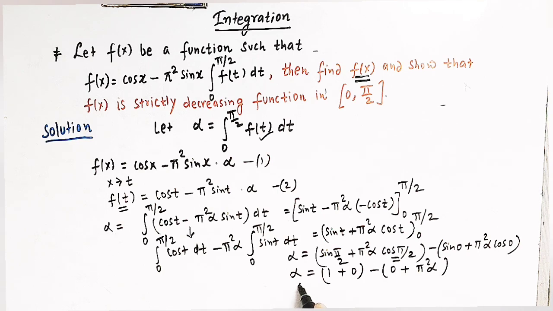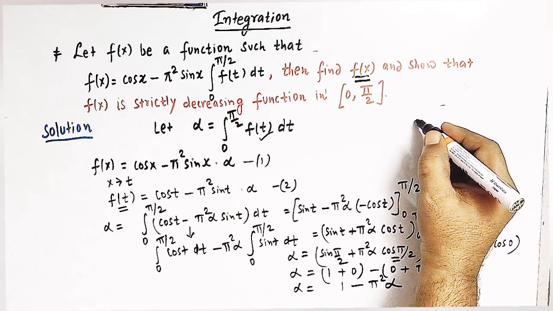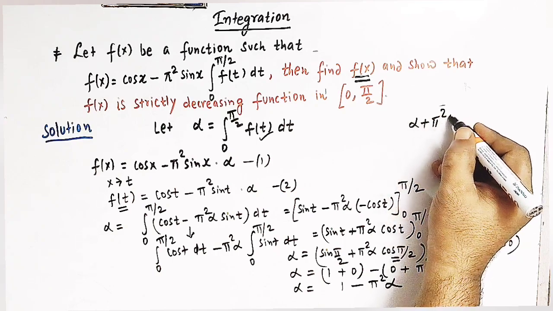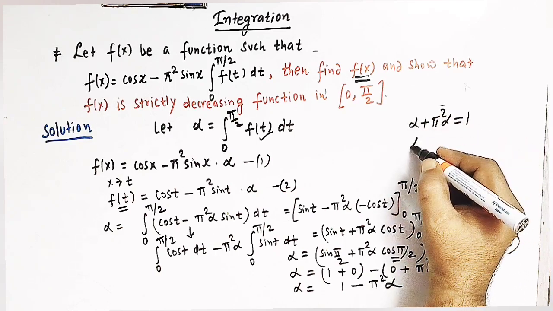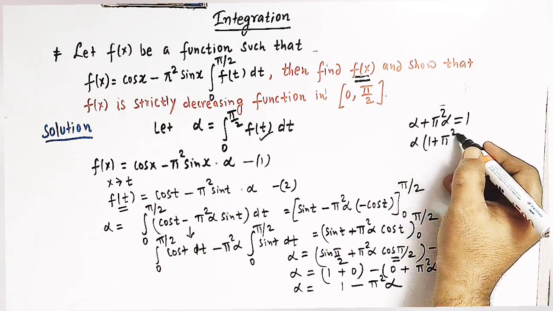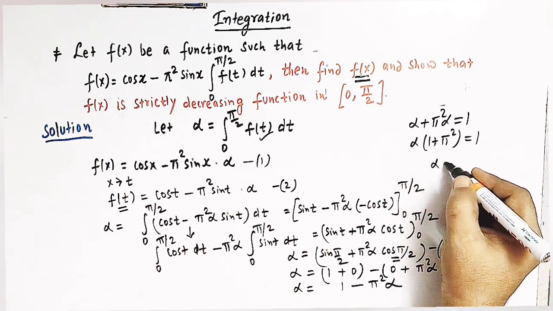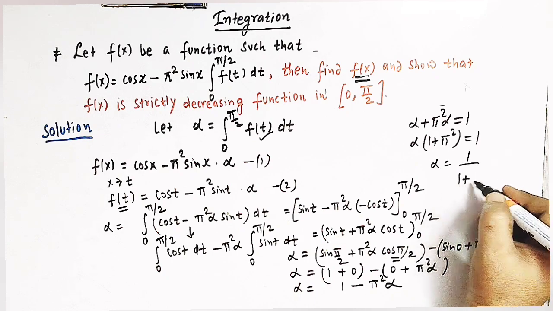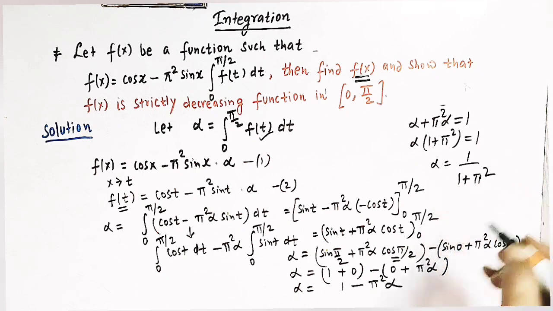So now we have alpha is equal to 1 plus 0 is 1, and here we have minus pi square alpha, and solving this equation for alpha, we can now write alpha plus pi square alpha is equal to 1. Taking alpha common, we have alpha times 1 plus pi square is equal to 1. So alpha is equal to 1 over 1 plus pi square.